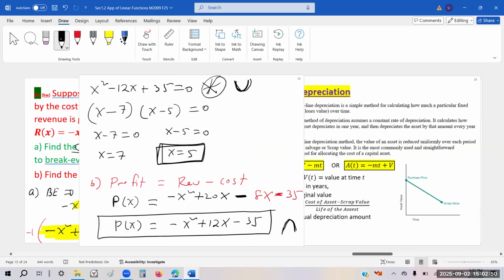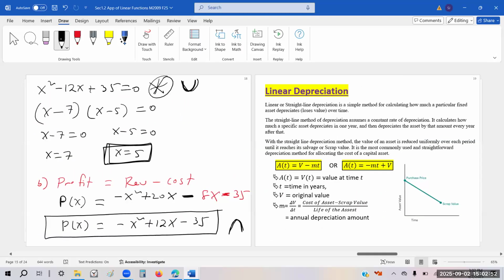So the last topic in this section is linear depreciation. It means you buy something today with an original price. The more you use your item, the less it's going to cost when you try to sell it. For example, you can buy a new car with $100,000 today.